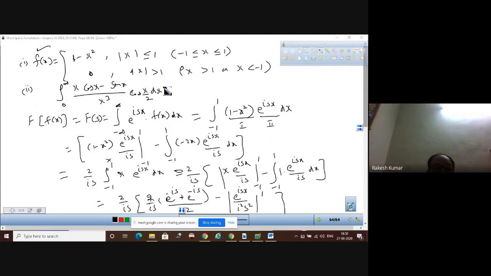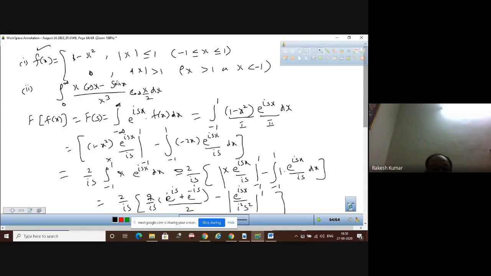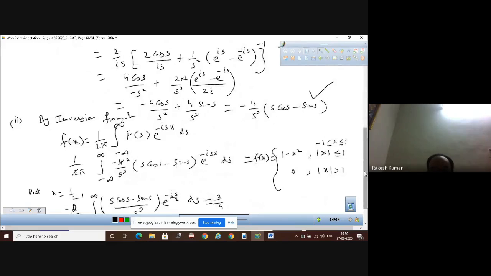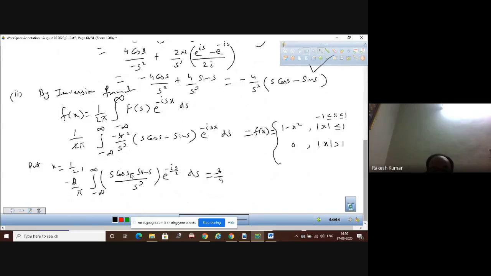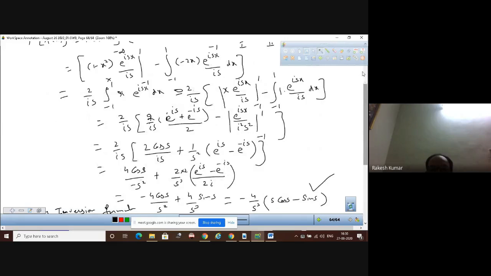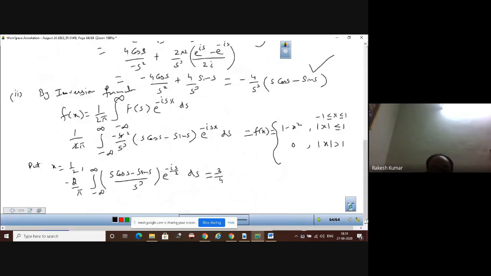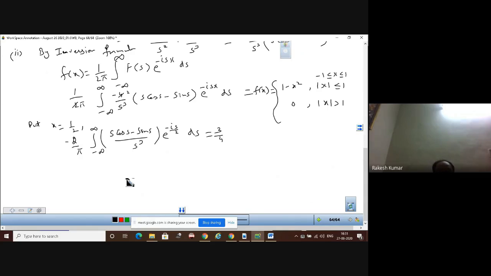In the second part, we have to evaluate this expression. This term is clear, we are getting this term, but cos of s by 2 we shall get from this exponential term. So that is why the substitution will be in that way, so that we will be able to evaluate the required term. So be very much cautious while you are substituting the value of x.